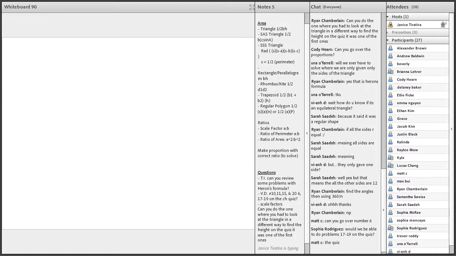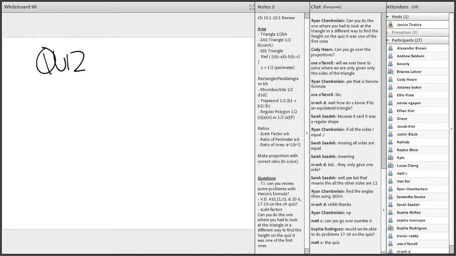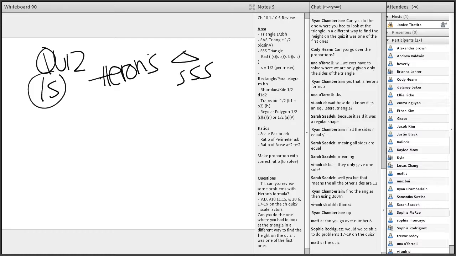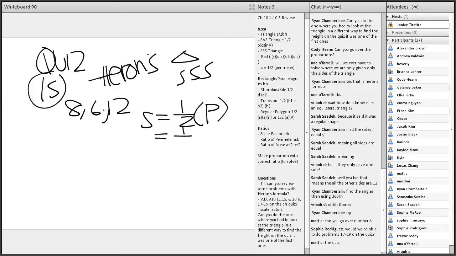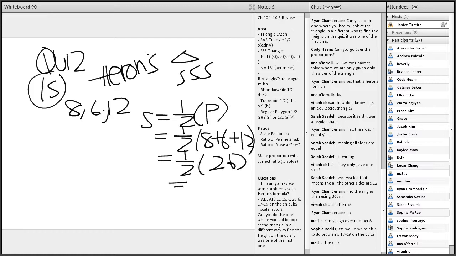Okay, so next one is number 15 on the quiz. Pay attention if you're asking about Heron's formula. This is the time. This is when you're given all sides of a triangle. So it gave us 8, 6, and 12. So step 1, you have to find half the perimeter of your triangle. So half of 8 plus 6 plus 12, that is half of 26. So that's 13. That's step 1.